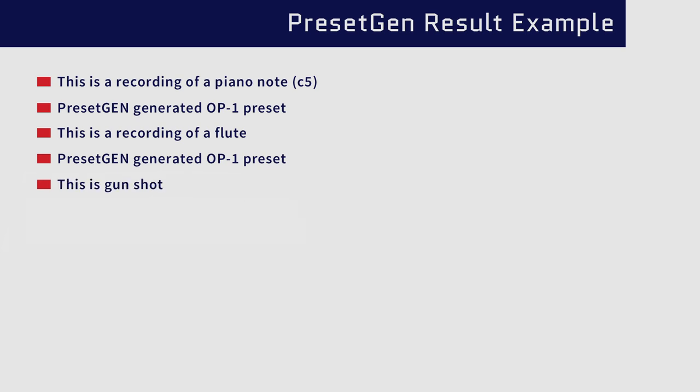This is a gunshot. And that's what was generated by PresetGen. You can hear that despite the tremendous size of the search space, not all sounds can be approximated with equal quality. This concludes our short survey of the use of genetic algorithms for music and sound generation.